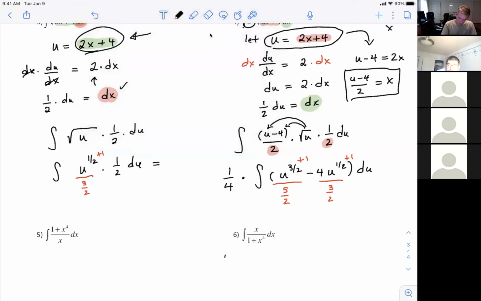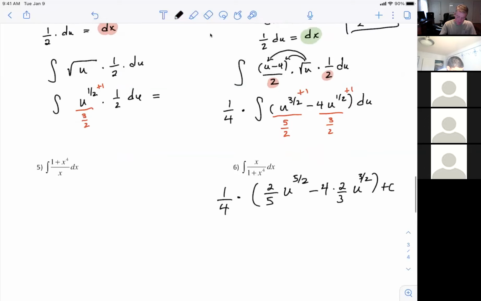So the 1/4 is still factored out. And then for dividing by 5/2, invert that, so it's going to be 2/5 u to the 5/2 minus 4, and then invert the 3/2, so that'll be 2/3, and then u to the 3/2, and then plus a c.